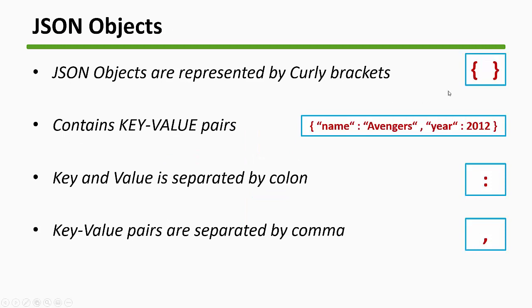Again, JSON objects are represented by curly brackets, key value pairs. So they can contain key value pairs like name, Avengers, that's a string, and we have another key value pair, that is year, that is the key, and it's an integer. They are separated by a colon, as you can see, key value, and the pairs are separated by a comma. So that is how JSON reads. The JSON compiler reads how this JSON will be divided into key value pairs.